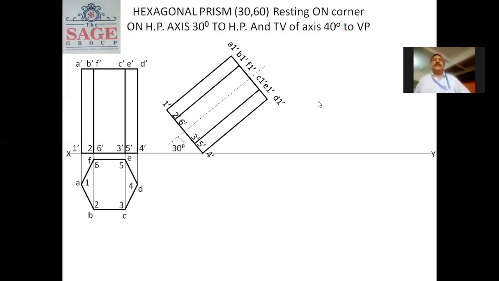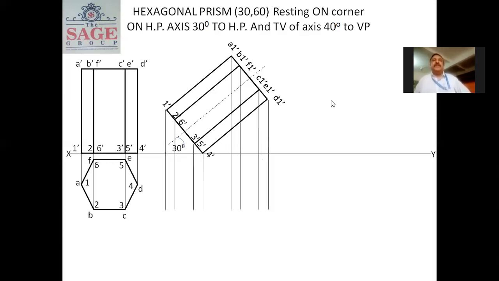Name it with the naming. Now draw projectors downward, draw locus forward and get the intersection points, that is A1, B1, C1, D1, E1, F1 and 1, 2, 3, 4, 5, 6. So these are the points.